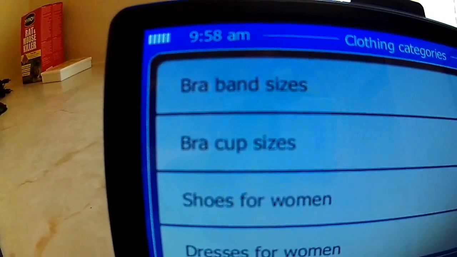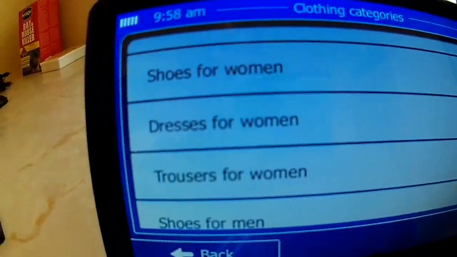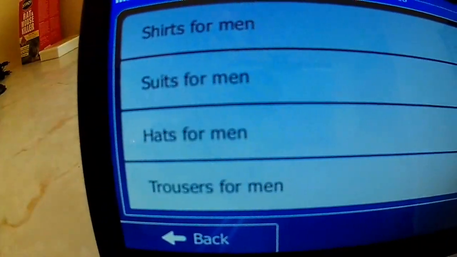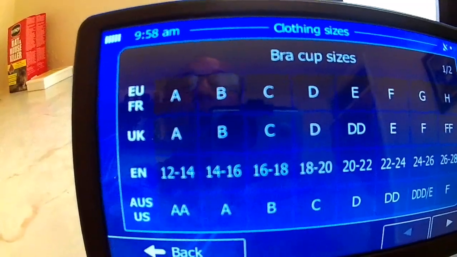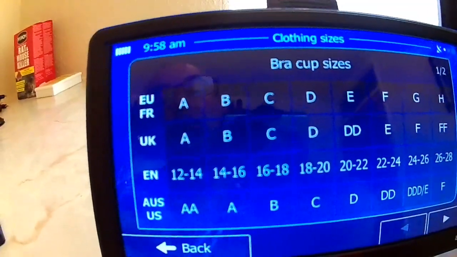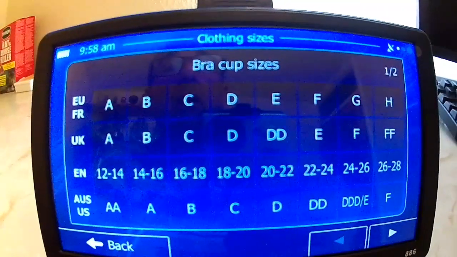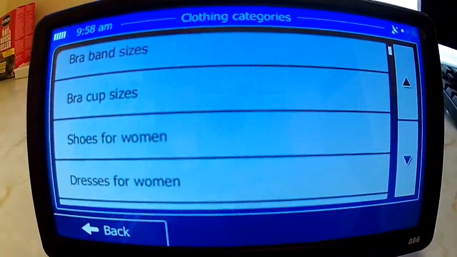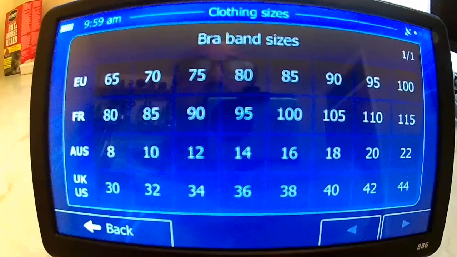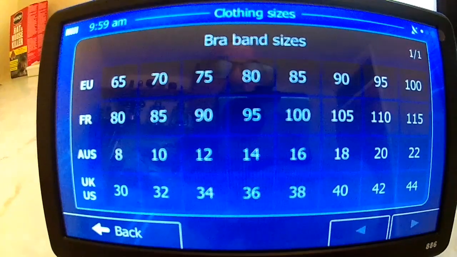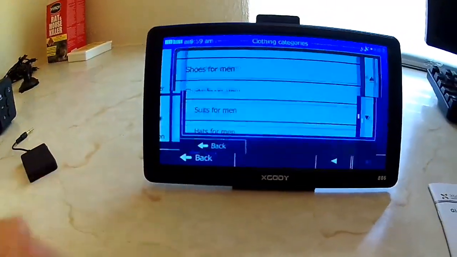Bra sizes. Bra band sizes, bra cup sizes, shoes for women, dresses for women, trousers for women, shoes for men, shirts for men, hats for men, trousers for men. Right, let's look at cup sizes. And here we have cup sizes for Europe and France, UK and Australia. Yep, that's very useful. I don't know what that's for. Anyway, band sizes. Oh, that's very useful when you're driving along and you break down. You could say, oh, I wonder what bra band size that lady over there has got. Yeah, not sure what purpose that is.